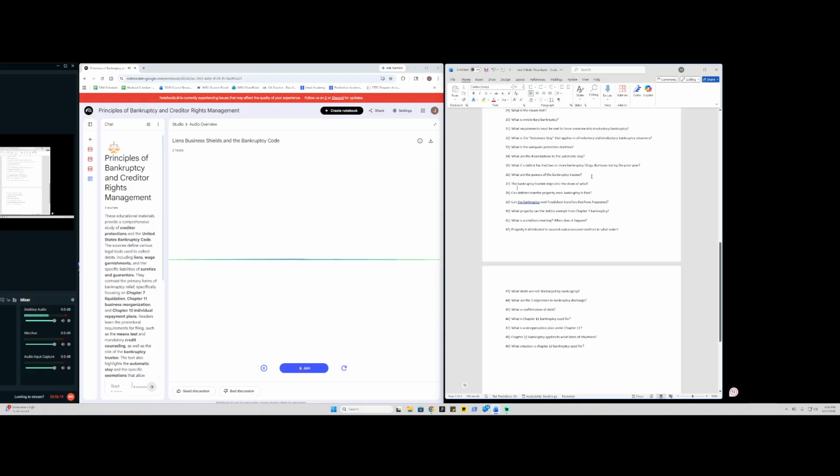Now, circling back to the automatic stay itself. It stops those collection actions. So then the adequate protection doctrine would only be in effect if there was an automatic stay.